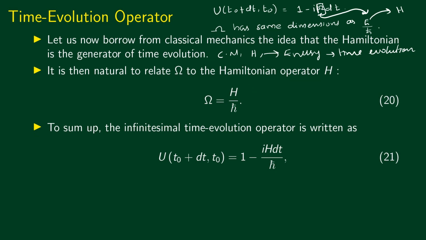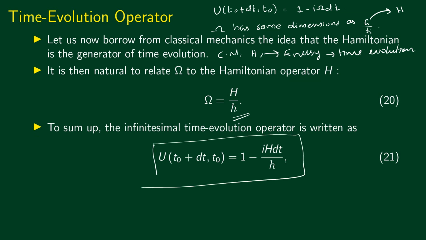Moreover, in classical mechanics, the Hamiltonian was the generator of time evolution. So we expect that in quantum mechanics also there is an observable or an operator called the Hamiltonian which generates the time evolution. So for the dimensions to come out right, we should write it as the Hamiltonian divided by h bar. Finally, we can write the infinitesimal time evolution operator as U of t0 plus dt comma t0 is equal to 1 minus i H dt divided by h bar, where H is the Hamiltonian.